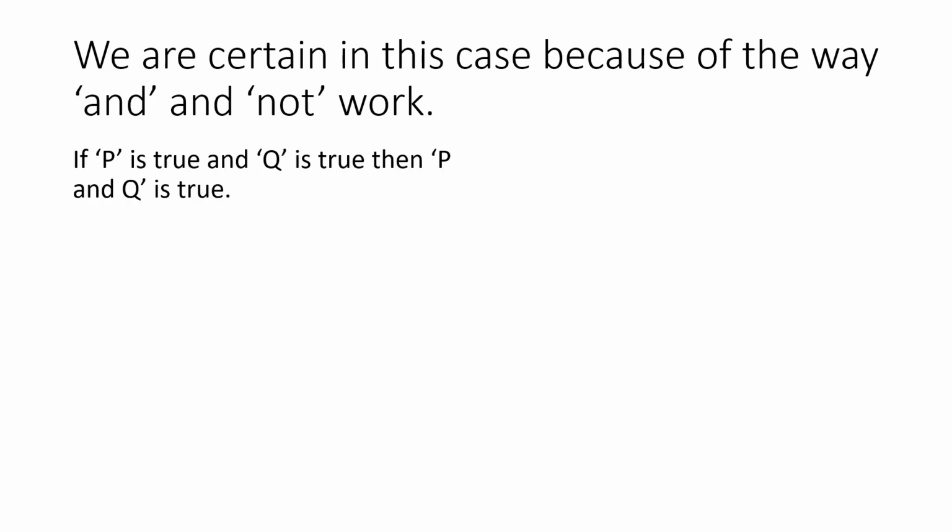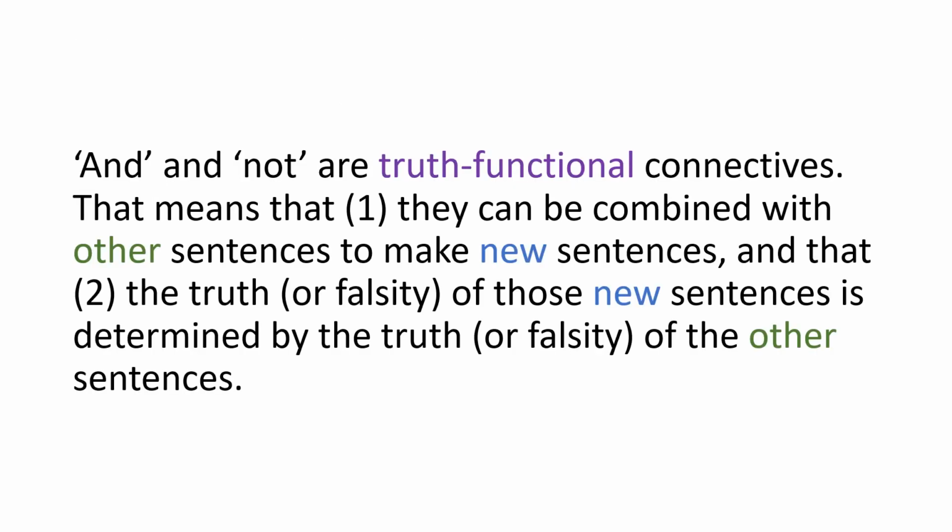We know this about and. If P is true and Q is true, then P and Q is also true. And we know this about not. If a sentence X is true, then the sentence not X is false. And and not are truth functional connectives. Here's what that means.